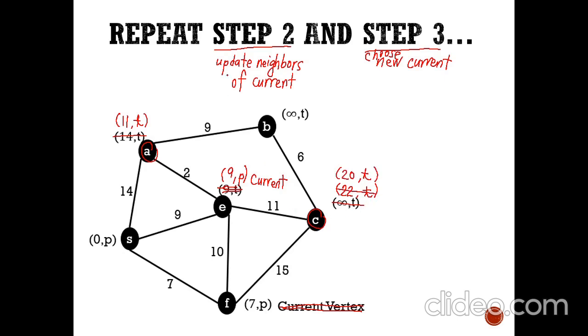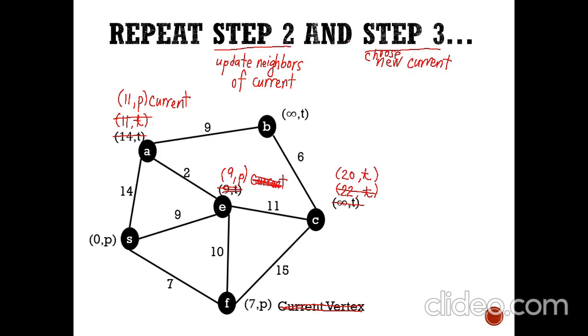Okay. So after updating the neighbors, it's time to choose the new current vertex. Okay, let me erase some parts. So among the temporary vertices, okay, the one with the lowest distance value is A. So according to step 3, this becomes permanent and this becomes the new current vertex. So now we erase the previous current as we have a new current vertex.